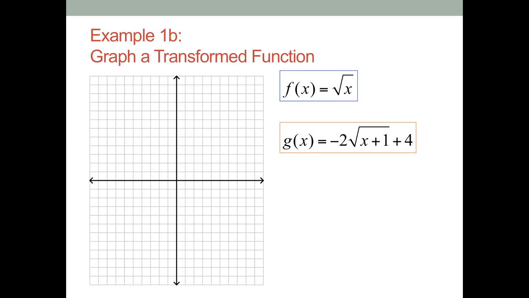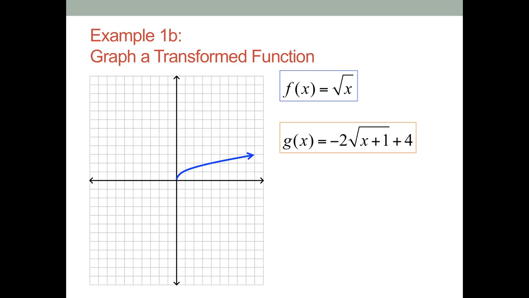All right, let's take a look at another one. Here we're starting out with the parent, f of x equals square root of x. We want to change that into g of x equals -2 square root of x plus 1 plus 4. So again, the first thing is to think about what the parent looks like. We are starting with an endpoint at 0, 0, going through points like 1, 1, 4, 2, and so on.